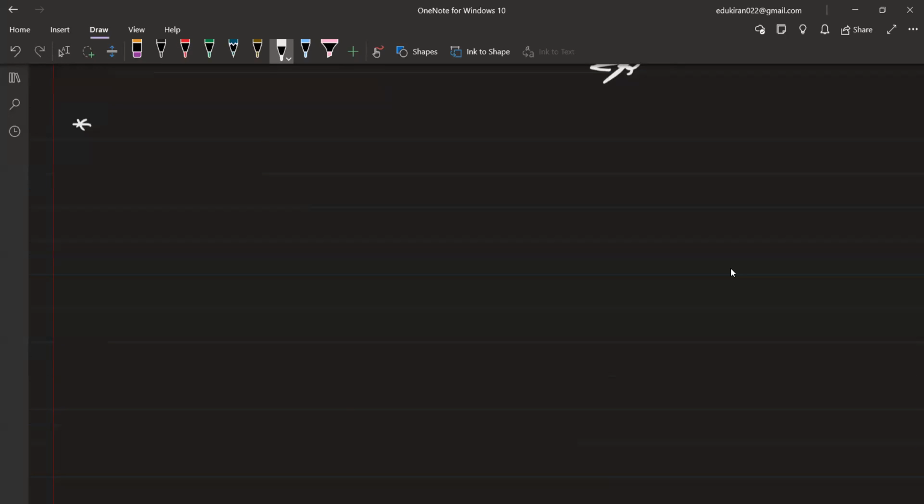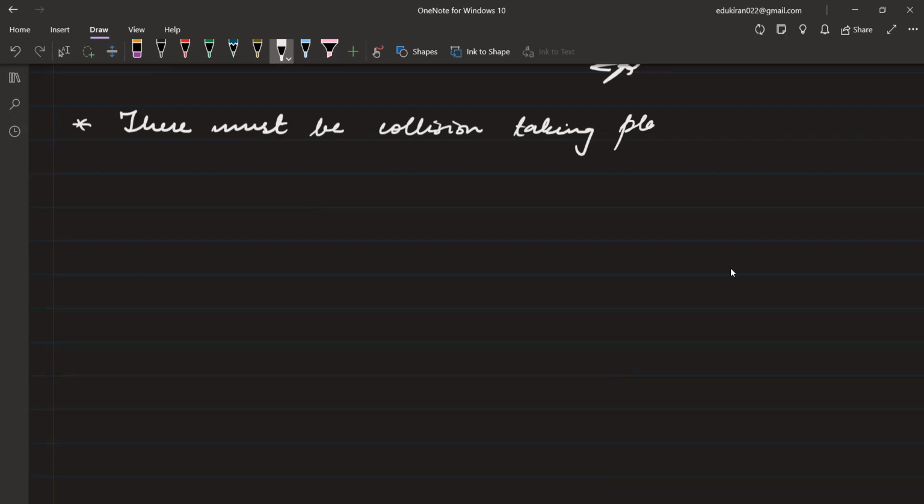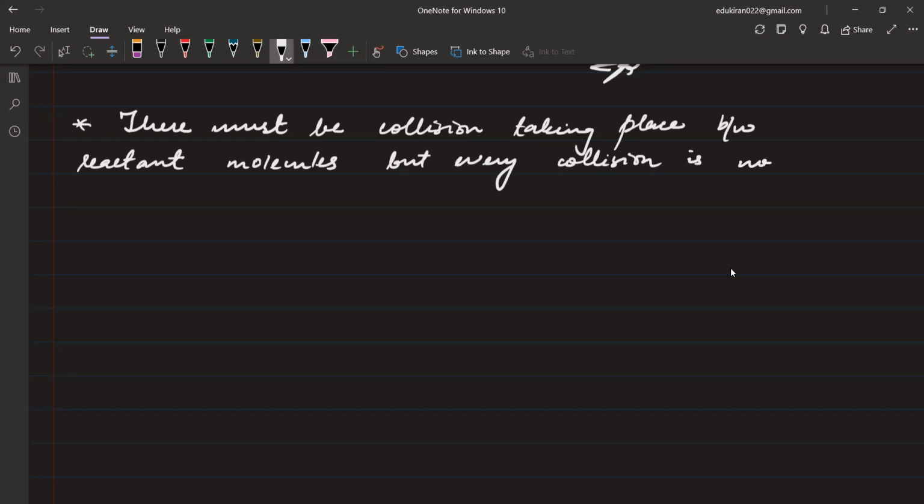First point is that there must be collision taking place between reactant molecules. But every collision is not fruitful. That means they are not going to give product.